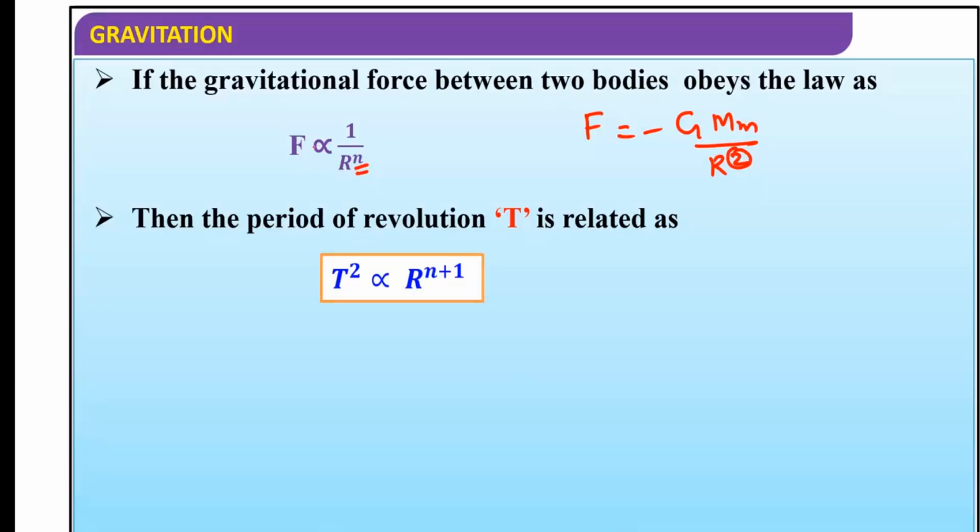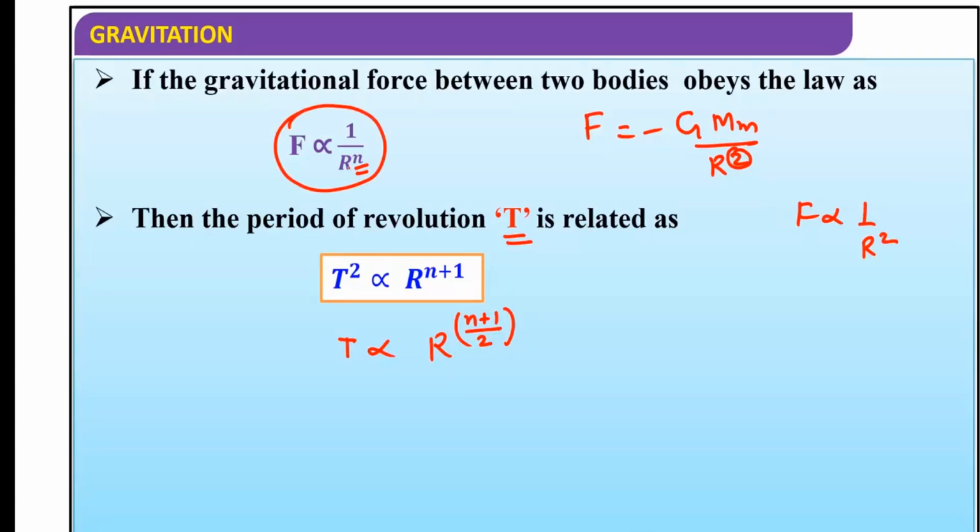Whenever the gravitational force of attraction varies as 1 upon R raised to n, then the time period of revolution is proportional to R raised to (n plus 1) by 2. Remember that this result is very, very important. Whenever the force is not following F proportional to 1 by R square, and is following another law, F proportional to 1 upon R raised to n, then the time period of the planet is proportional to R raised to (n plus 1) by 2. I hope it is clear to everyone.